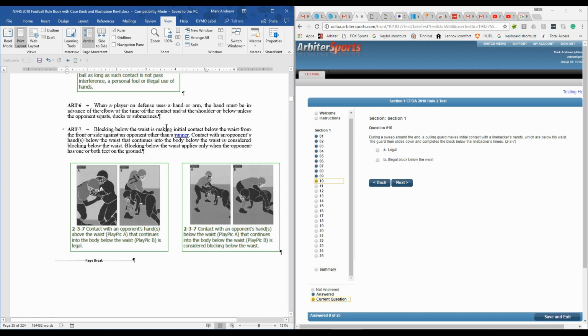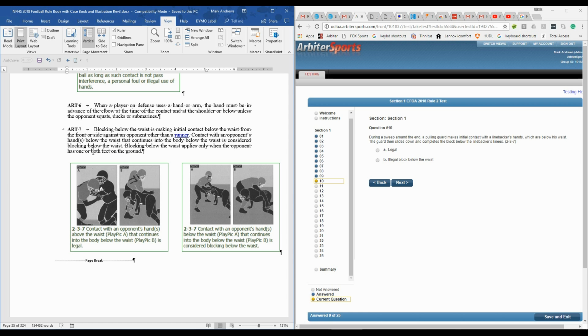Blocking below the waist is making initial contact below the waist from the front or side against an opponent other than the runner. So, of course, the runner can be contacted below the waist. That's a tackle. Contact with an opponent's hands below the waist that continues into the body below the waist is considered blocking below the waist. Blocking below the waist applies only when the opponent has one or both feet on the ground. Just to clarify that last statement, if an opponent jumps in the air and then is hit below the waist by the blocker, that is not blocking below the waist. He has to have one or both feet on the ground.